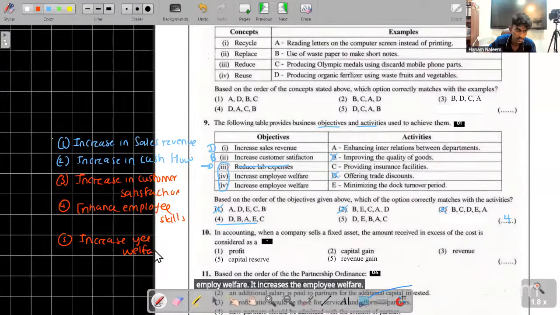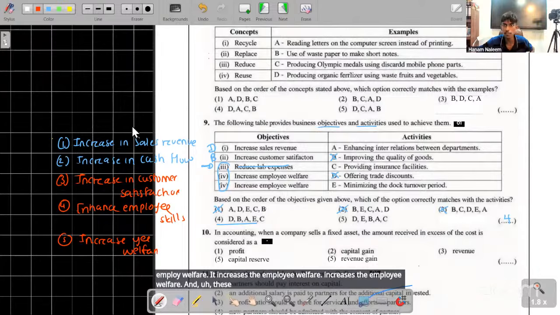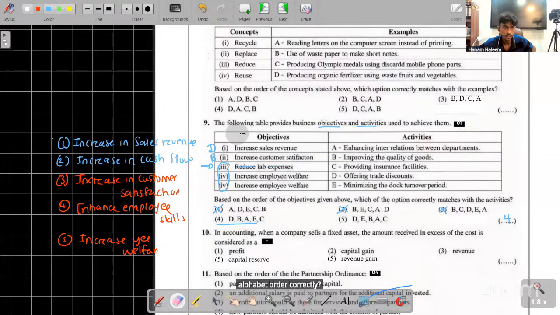Increases the employee welfare. And these ones are correct. Alphabet order, correct? No, A, B, C. Okay, fine. Now we'll go in the correct order.